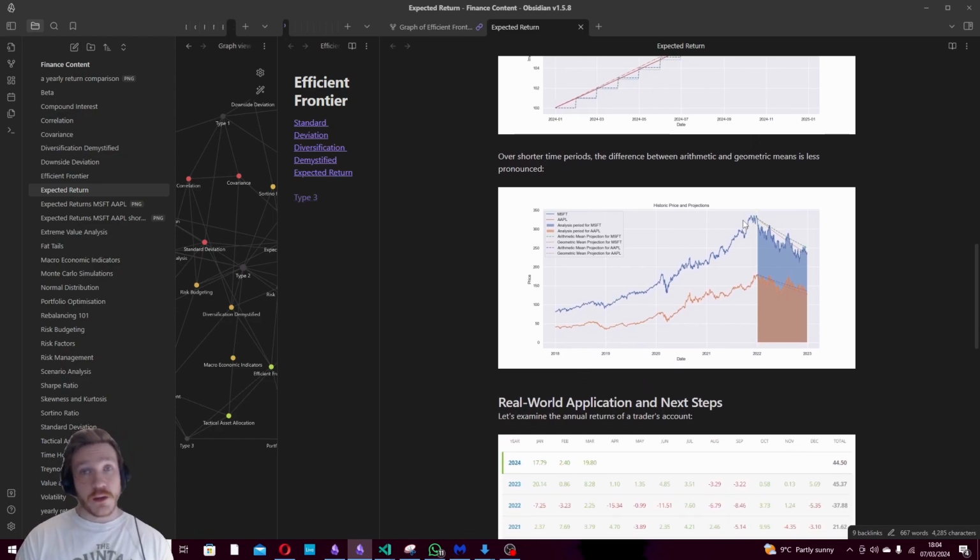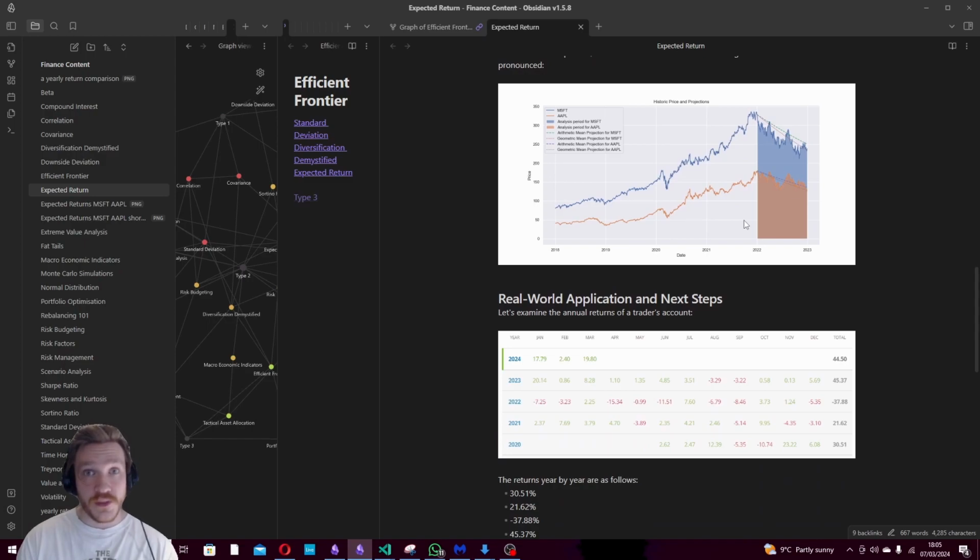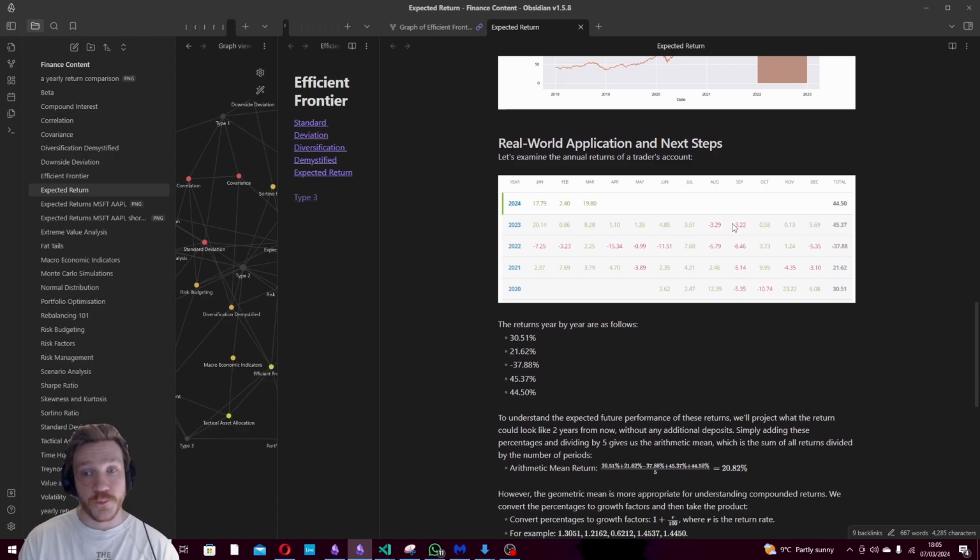Over short time periods, it's not that big of a deal. You can use the arithmetic mean for a back of the envelope calculation for a short time period, or if you're not that interested in the accuracy of your final result, you just want a ballpark figure, it's absolutely fine. But when you're doing rigorous quantitative work, you've got to use the geometric mean. So with all of this information, how would you apply this to a real world example?